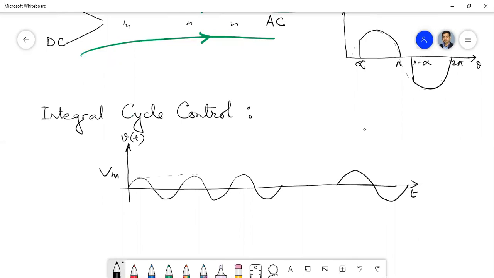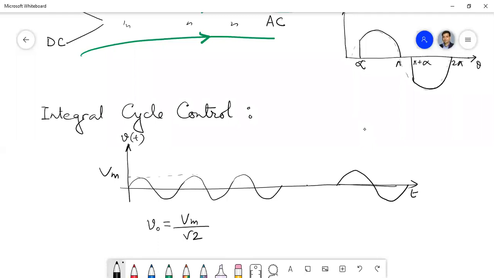Now can you tell me, initially the RMS value, what is that? Follow? RMS value Vm by root 2. Vm by root 2, sir. After making one complete cycle off, what will be the output voltage?